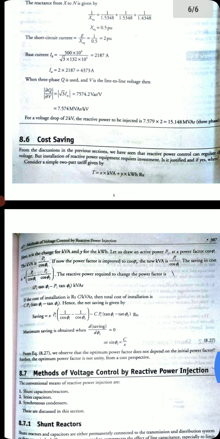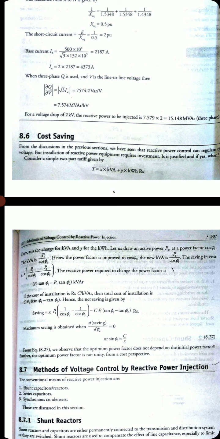If the cost of installation is rupees C per kVAR, then the total cost of installation is C P1 into tan phi 1 minus tan phi 2. Hence the net saving is X into P1 into 1 over cos phi 1 minus 1 over cos phi 2, minus C into P1 tan phi 1 minus tan phi 2 rupees. Maximum saving can be obtained by differentiating the saving with respect to phi 2 and equating it to 0, and we get sin phi 2 equal to C by X. From this equation, we observe that the optimum power factor does not depend on the initial power factor. Further, the optimum power factor is not unity from the cost perspective. So this is regarding the cost saving.